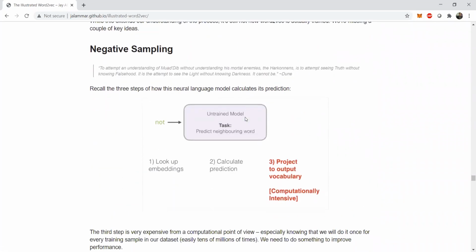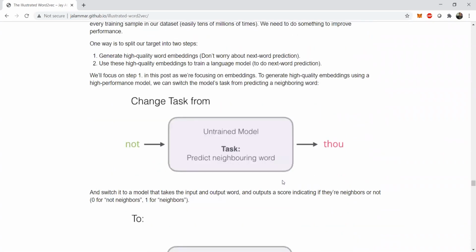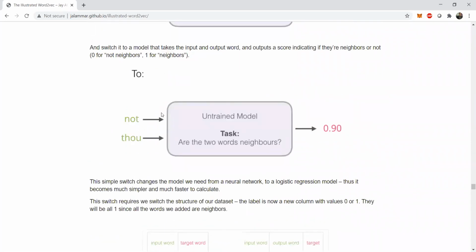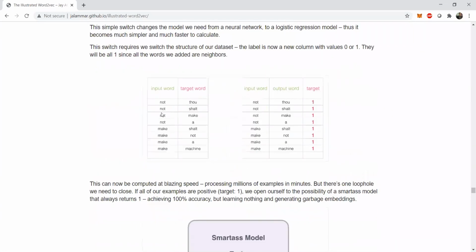And then we have negative sampling, because we want to increase efficiency by alleviating this project-to-output-vocabulary part. So we are creating very high quality embeddings, and we are changing our model to a logistic regression model, where we ask only yes and no questions. That means whether "thou" comes after "not". If it is true, then in this case it is 0.9, that means it is true. And if it is false, it is close to 0, right?